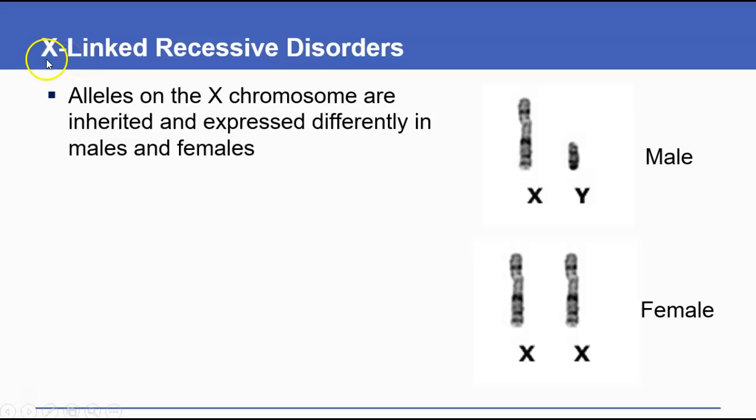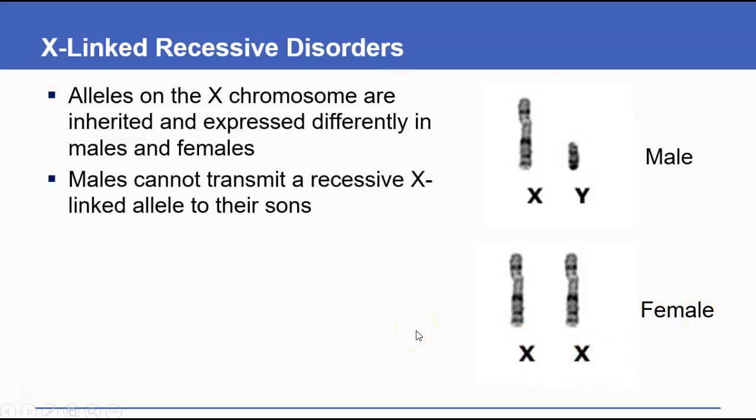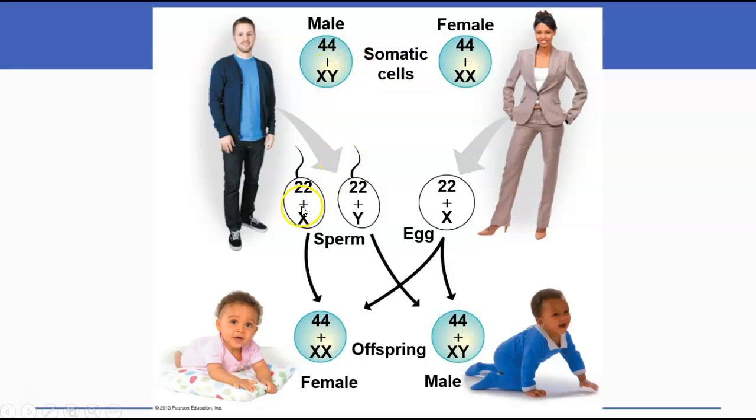So the last cases, which are more complicated than these autosomal disorders, are X-linked disorders. So X-linked, having to do with alleles on the X chromosome. And that's going to be expressed differently in males with only one copy of that X chromosome and females with their two copies of the X chromosome. And what we see is males can either have that X or that Y chromosome.